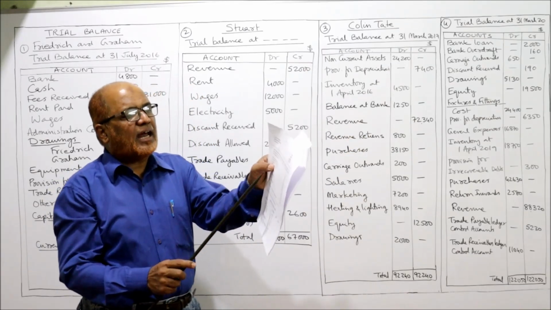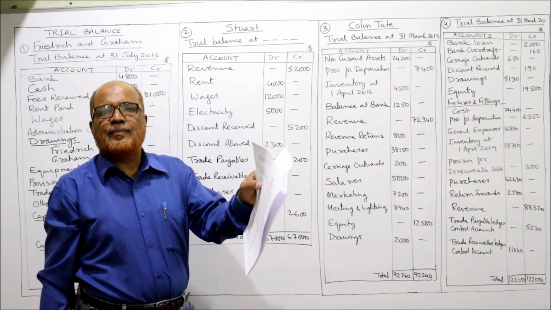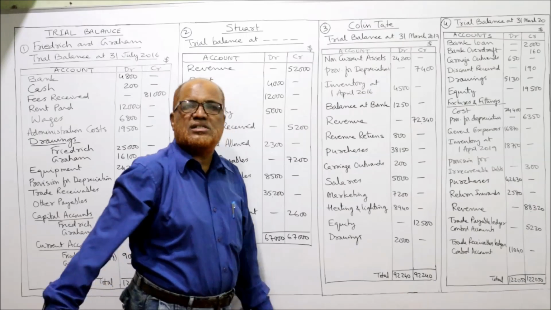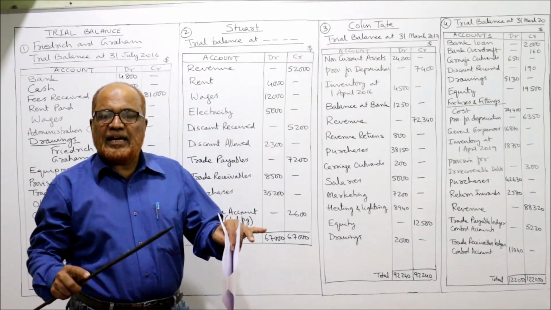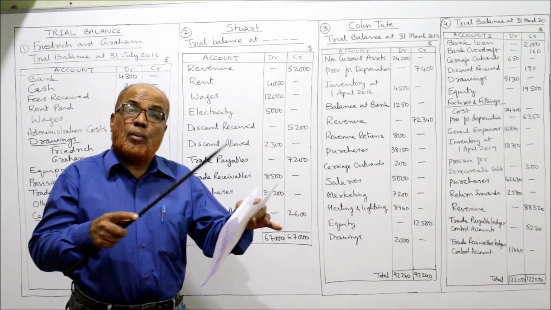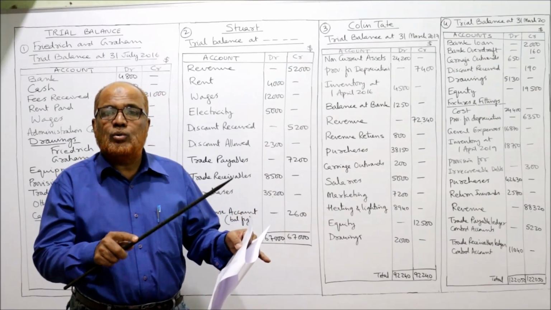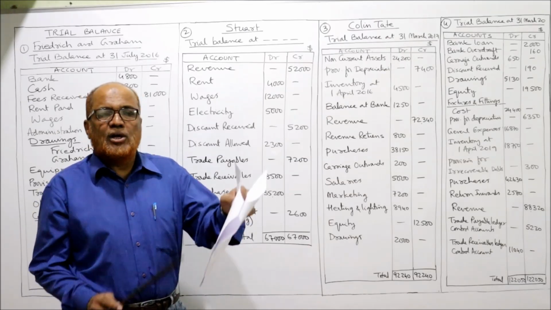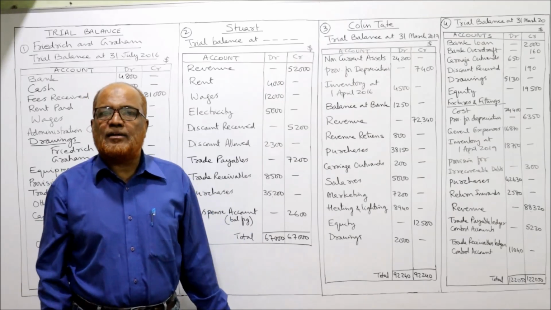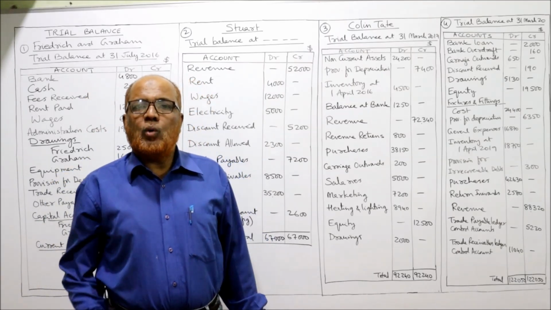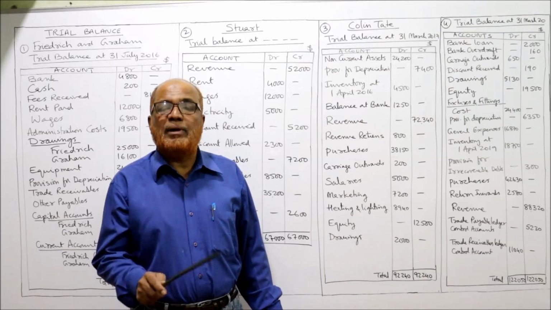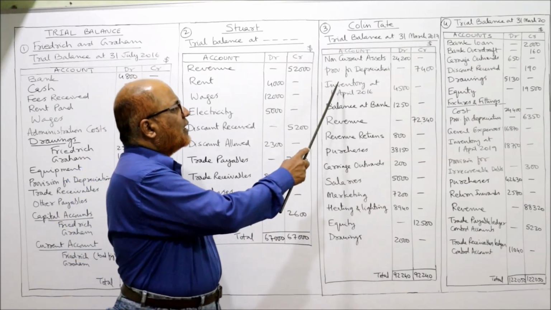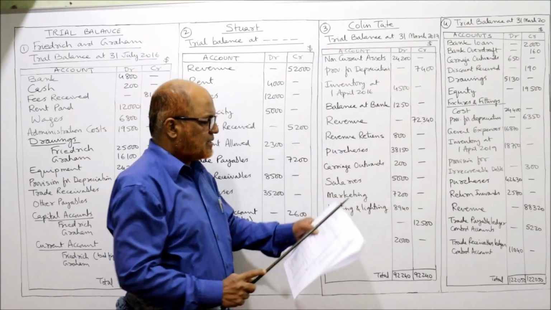Next comes inventory at 1st April 2016. This is the opening inventory, because we are closing the accounts on 31st March 2017. The closing date is 31st March 2017, so the opening date is 1st April 2016. The year begins on 1st April 2016. The opening inventory is 4,500. In the last video I told you, opening inventory will show debit balance. So here inventory on 1st April, opening inventory, debit balance.